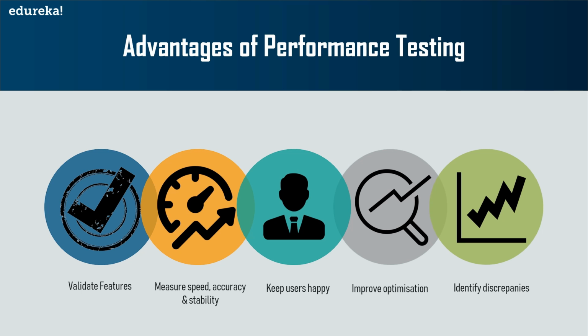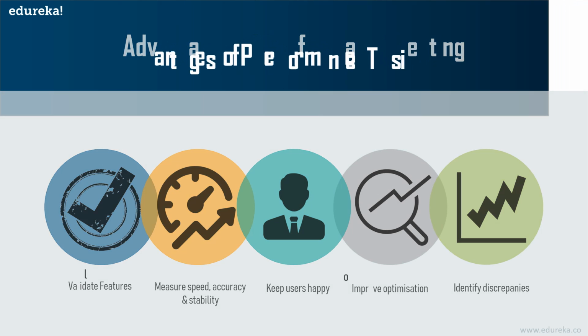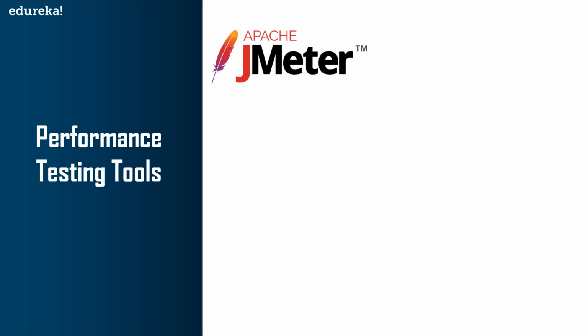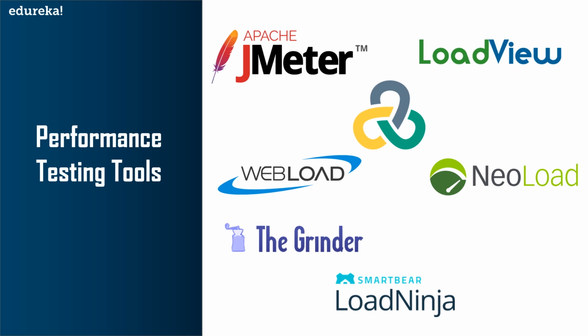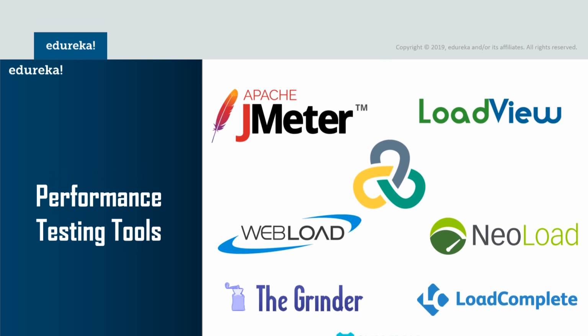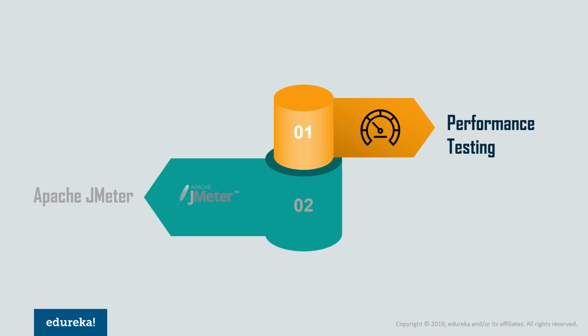It is important that performance testing is monitored across business sectors. Business leaders must have open communication channels with IT to ensure that the performance of the software can match the business strategy. These were some of the advantages of performance testing. Now, let's have a look at the different performance testing tools. Some of the best performance testing tools are Apache JMeter, LoadView, LoadRunner, WebLoad, NeoLoad, LoadComplete, LoadNinja, and there are many more.